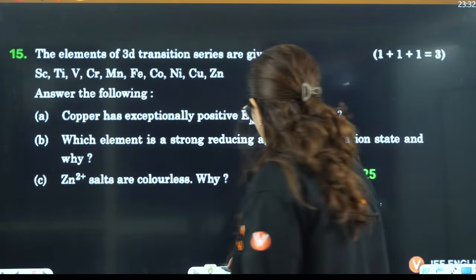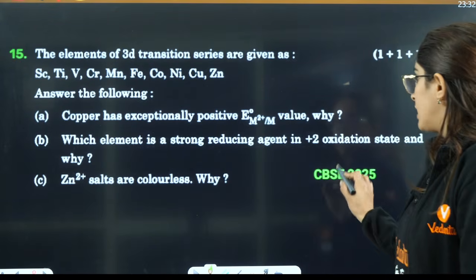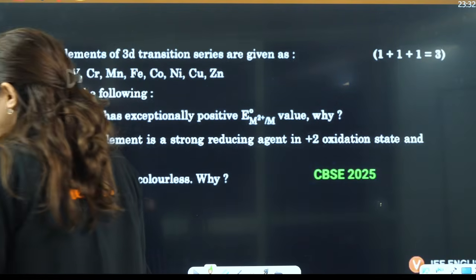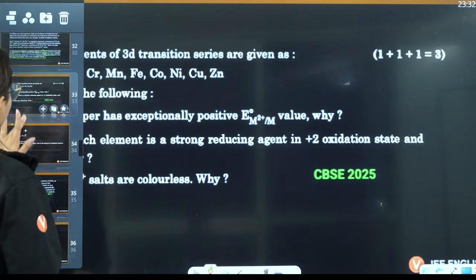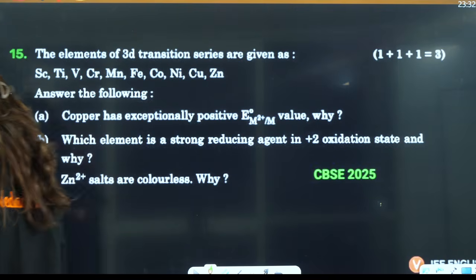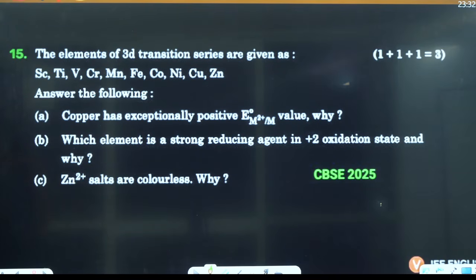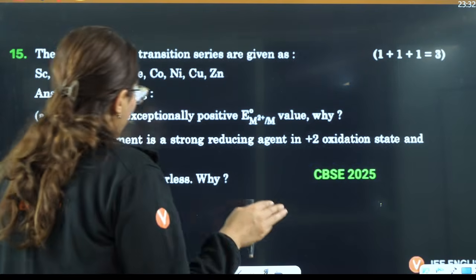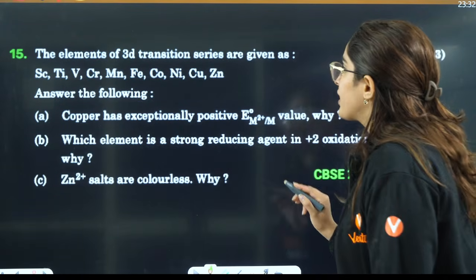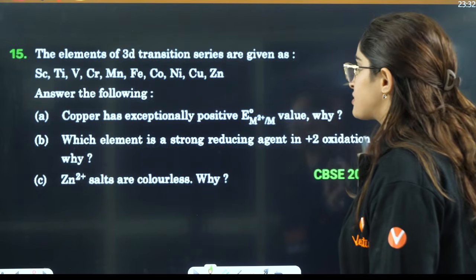Now next is a CBSE 2025 question. Let's talk about that. Let's see if you can answer. See, in inorganic, you will see parts only, right? So here it is, the element in 3d transition series is this.